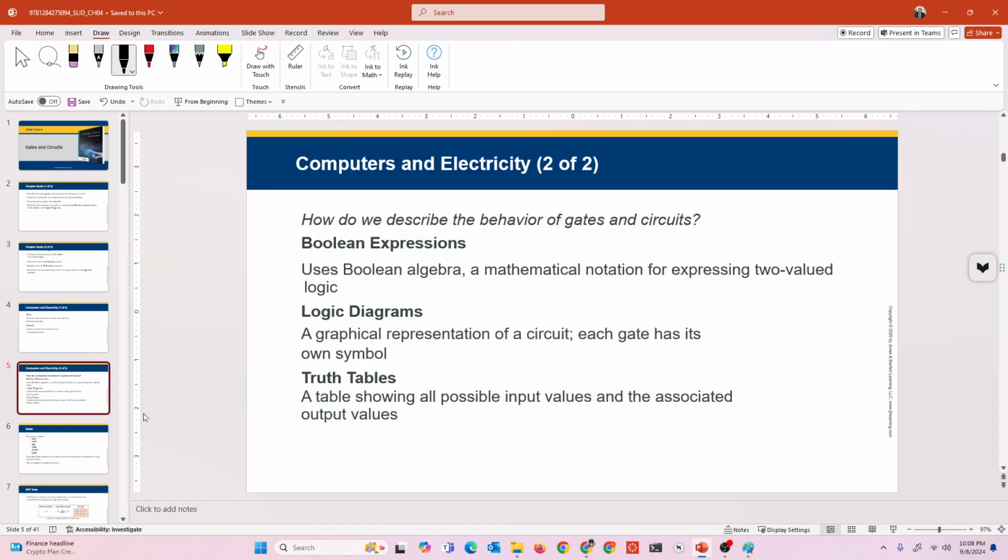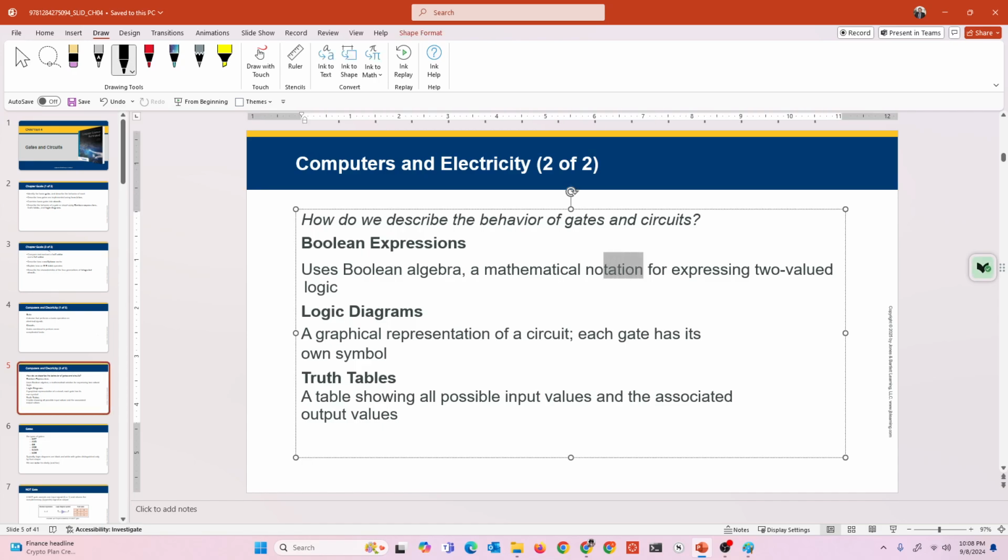That's when you hear false, true. That's Boolean, okay? Logic diagrams, you're going to see logic. You're going to see truth tables. So the Boolean expressions are the use of Boolean algebra, a mathematical notation for expressing two-value logic, okay? So this is an expression. How do we write the thing, okay?